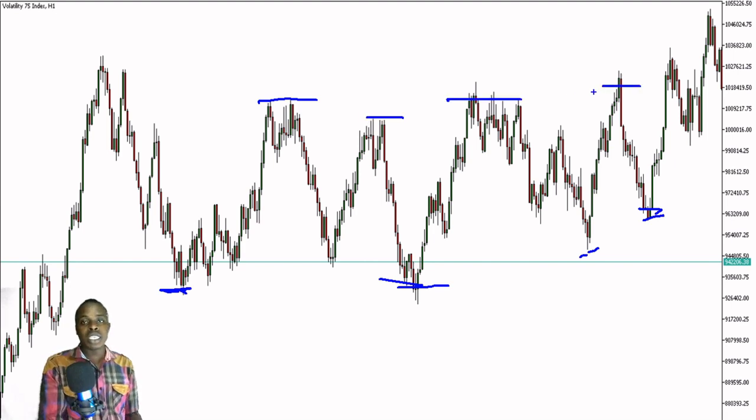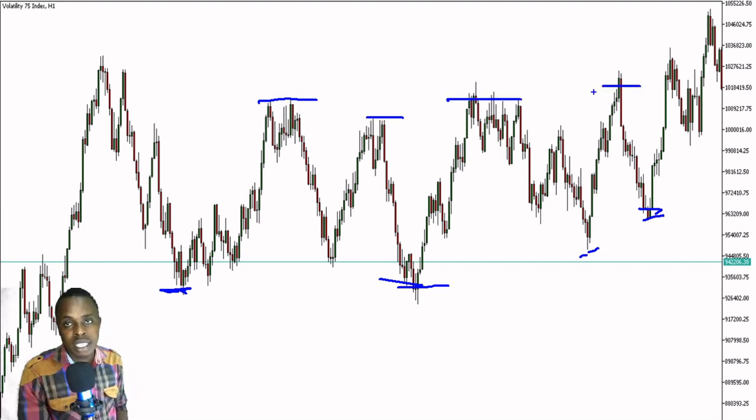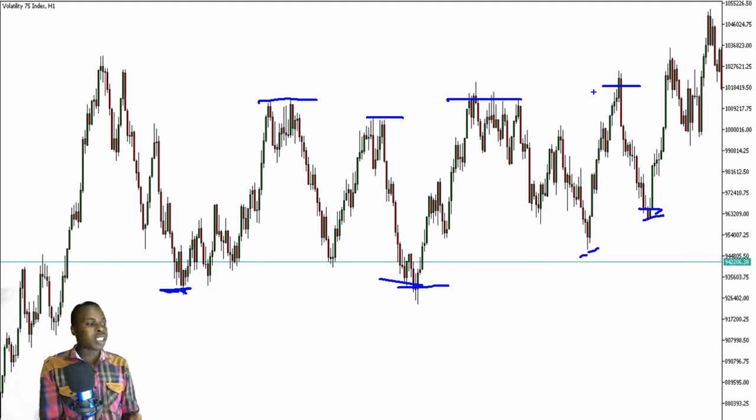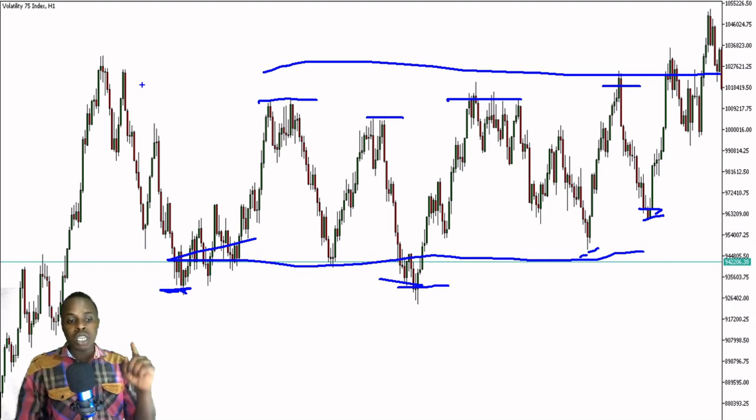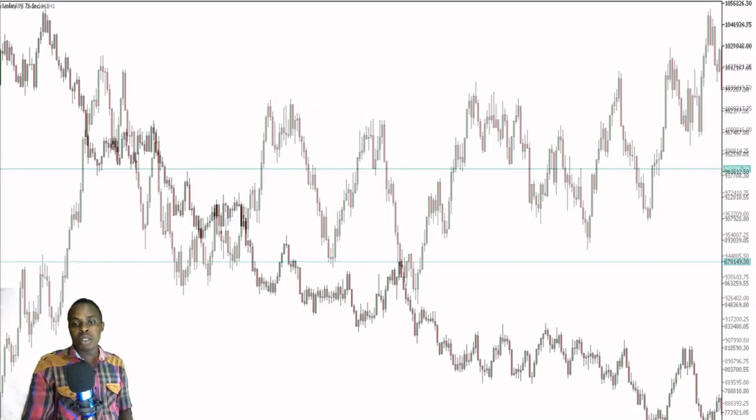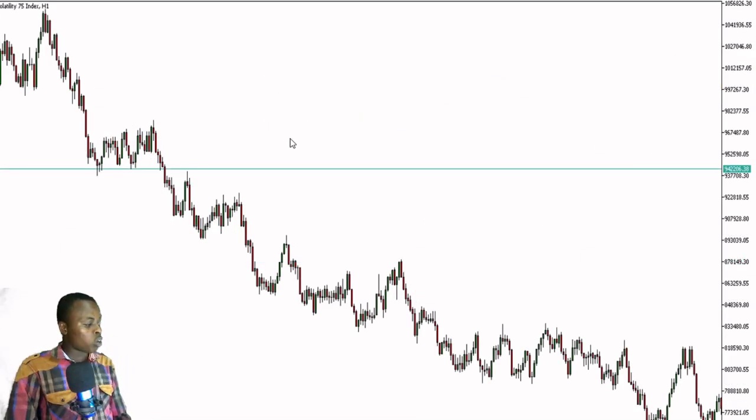So how do you trade this type of market? That is the next thing we are going to look at, and these are the areas of value, right? But before we move on to the area of value, let me show you one more example of how you use price action to determine the trend.